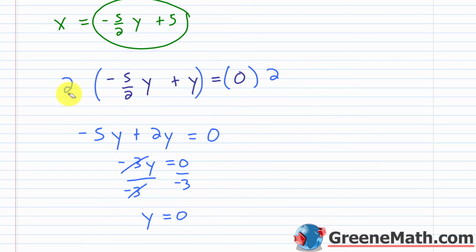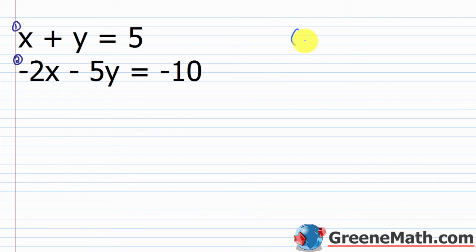All right, so let's erase everything. And of course, we know that y equals 0. So what is x? Again, plug in for y in either original equation. I can plug into this one or this one, doesn't matter. Let's go ahead and use the second one. So negative 2x minus 5 times 0 equals negative 10. So this will go away.